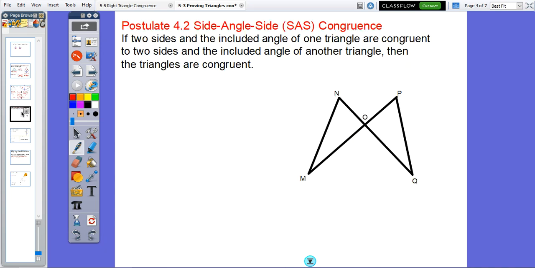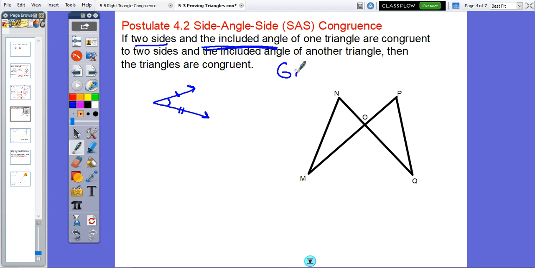Our next one is side, angle, side. This part right here is the important part. We're saying 2 sides and the included angle. What it means by included angle is if I have an angle right here, I have the angle and the 2 sides right next to it. It has to be the 2 sides right next to it, and the angle has to be in between those 2 sides.